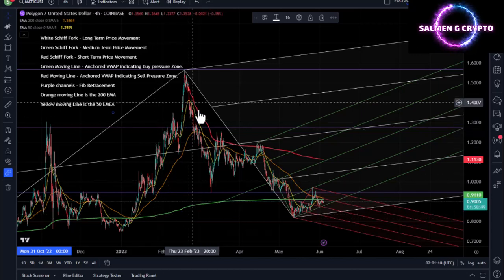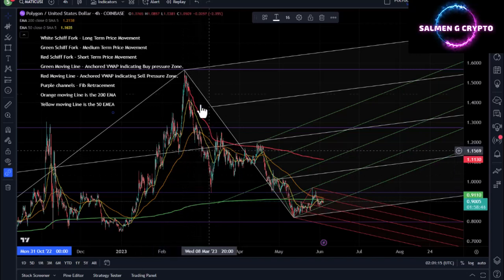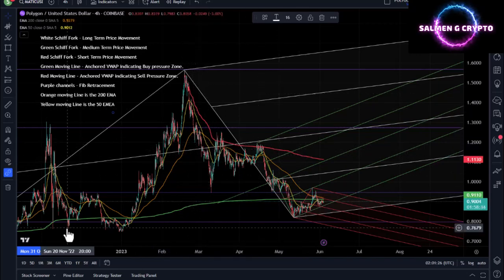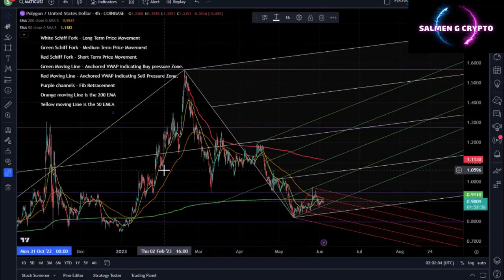The yellow line is the 50 EMA, the orange line is the 200 EMA, the red line is the anchored VWAP, the green line is also an anchored VWAP. The reason why we have the 50 and the 200 EMA is very simple. It's because everybody on the street is using it.